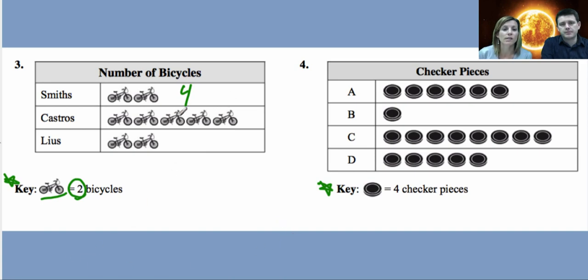We have 2, 4, 6, 8, 10. It's going to be 10, 4.